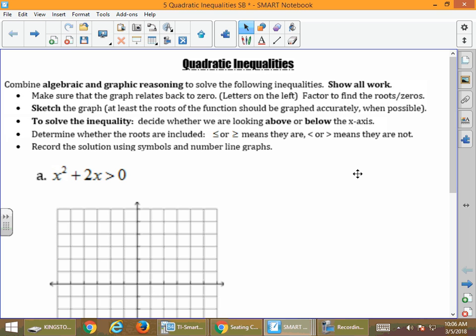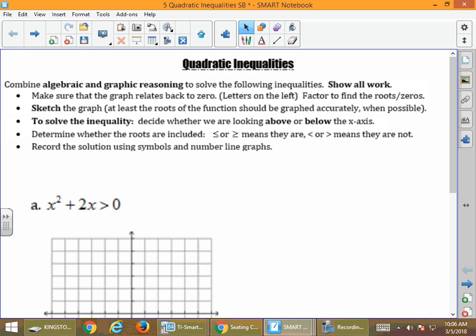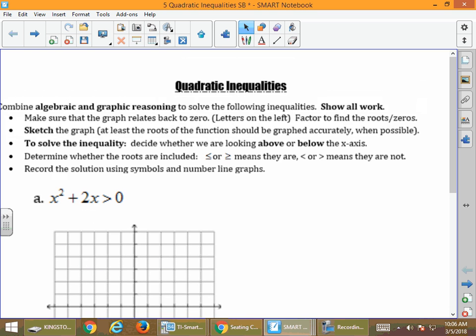We looked at an introduction in our last set of notes. We have some steps to help us get through solving these quadratic inequalities. And the first thing is to make sure that the graph relates back to 0. So what that means is that we want to have our letters on the left, and it kind of goes with alliteration. Letters on the left, if it points to the left, then it's less than.